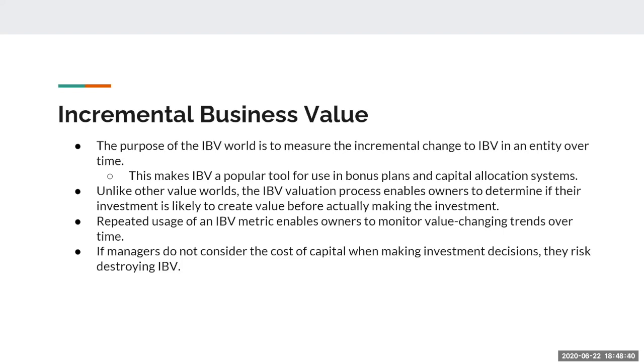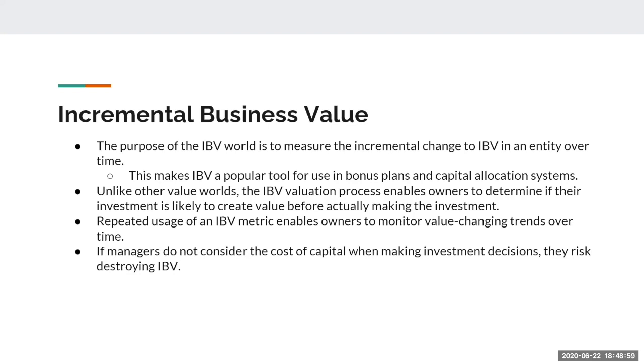So the purpose of the IBV world is to measure the incremental value or incremental change to IBV in an entity over time. So this makes IBV a popular tool for use in bonus plans and capital allocation systems. So bonus plans for executives and how to allocate capital and things like that.